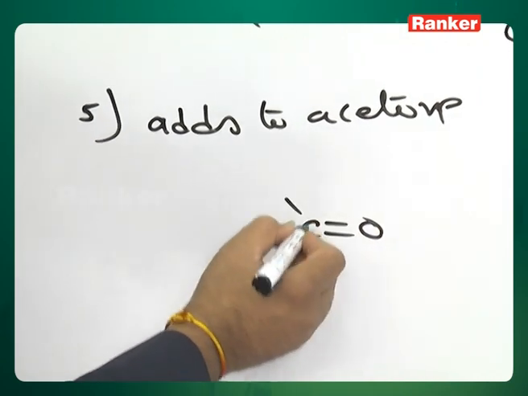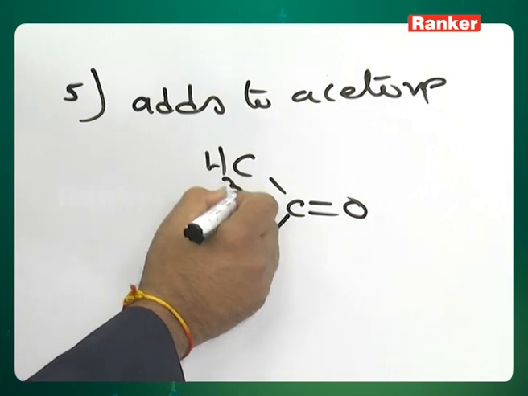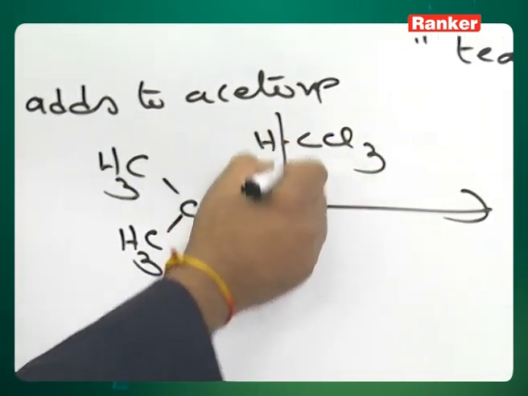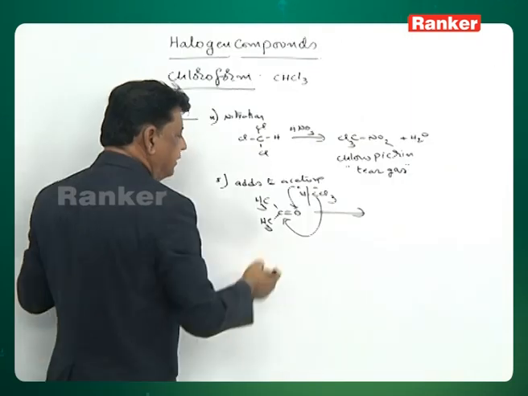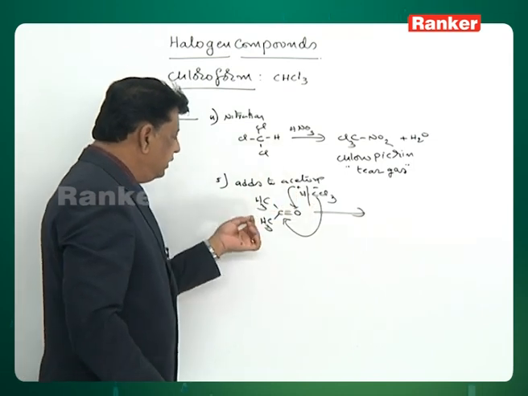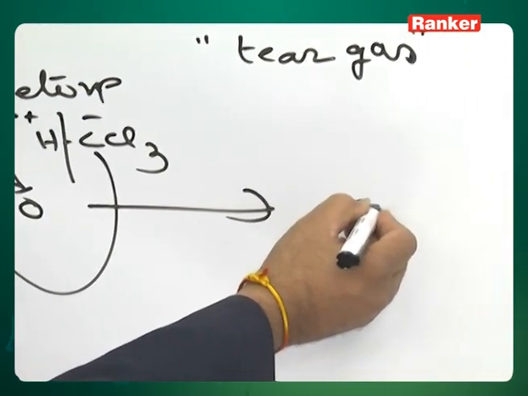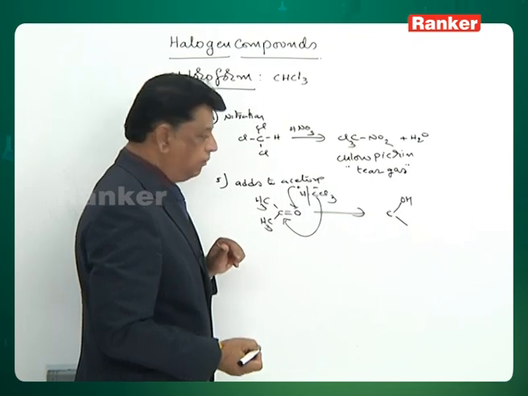On the acetone, the chloroform splits up into plus and minus: CCl3 is minus, H is plus. The plus adds here, the minus adds here. It's a nucleophilic addition reaction. Chloroform is being added onto the acetone. Acetone does not have any anesthetic property, but chloroform has anesthetic property.